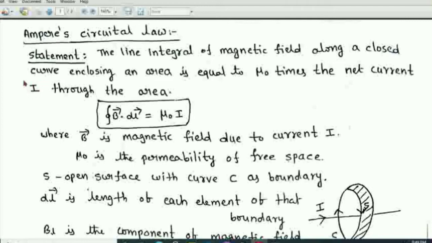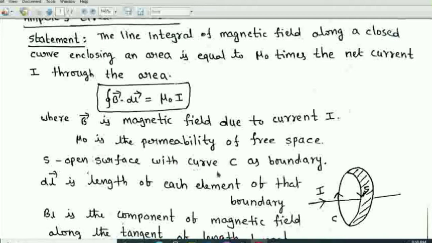If I is the net current through the area and B bar is the magnetic field due to the current I, the line integral of the magnetic field can be expressed as the closed integral of B bar dot dl bar, which is equal to mu naught times the current enclosed. Here mu naught is the permeability of free space.